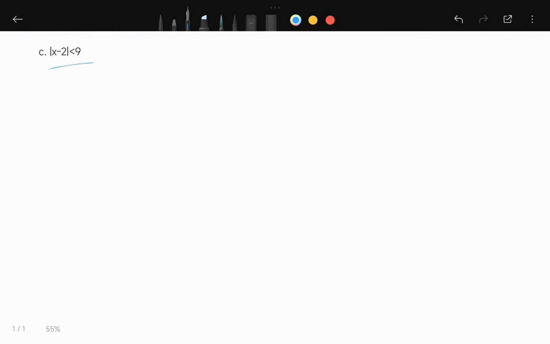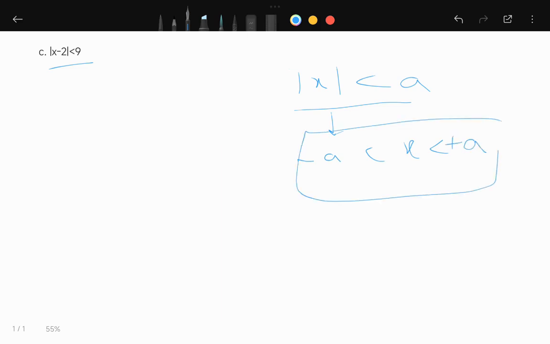Let us solve this problem. Whenever there is a modulus, let us take this example: modulus of x less than a. If we try to remove the modulus, it becomes minus a less than x less than plus a. This is the condition. So let us apply the same rule for this.